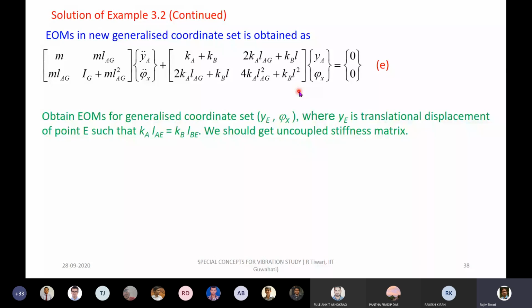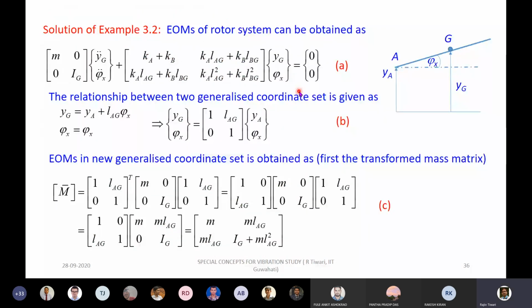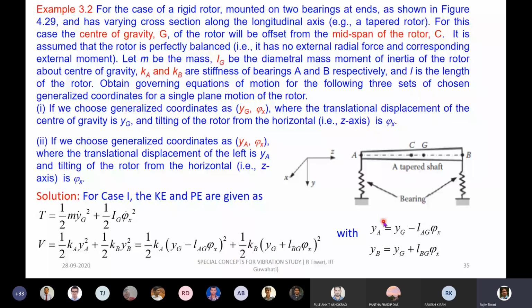Here we can have several possibilities. Even if you want, let us say, the generalized coordinates to be Ya and Yb, those two generalized coordinates will be enough to define the position of this. So we can relate this Ya and Yb with Yg and Phi. Using this, we can develop another transformation matrix, which will transform the equation of motion from Yg and Phi g to Ya and Yb.